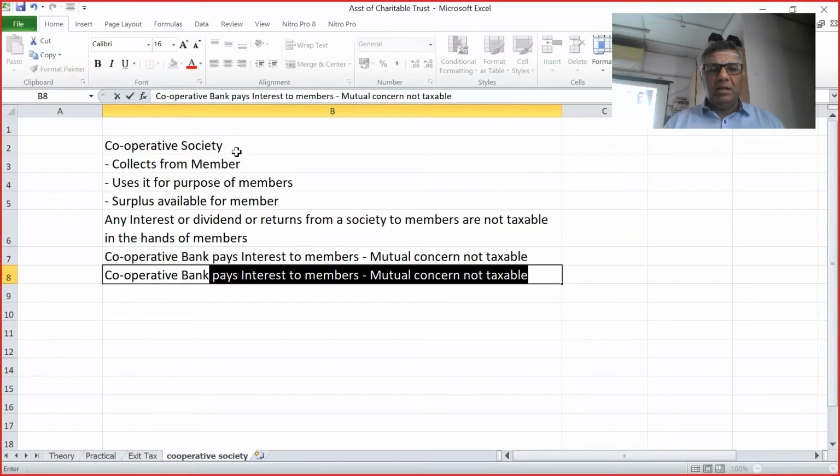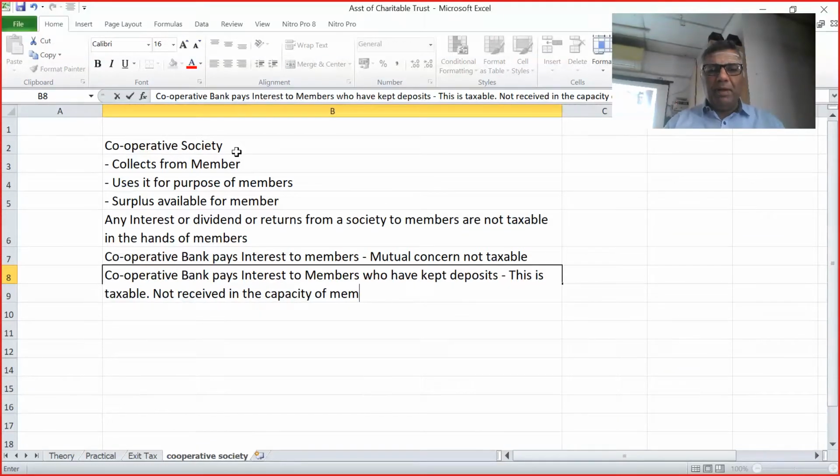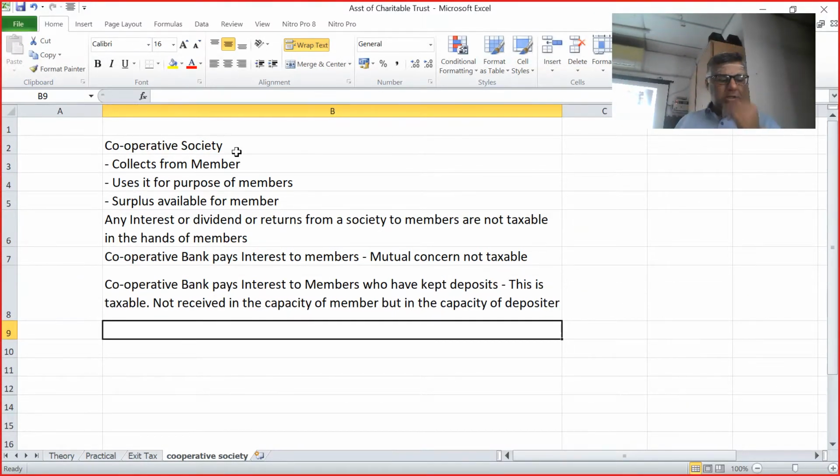Cooperative bank pays interest to members who have kept deposits. In the cooperative bank, the member has a fixed deposit. Is it taxable, and should the bank deduct TDS? The answer is yes. You are not receiving it in the capacity of a member, you are receiving it in the capacity of a deposit holder, a customer, a depositor. So this becomes taxable.